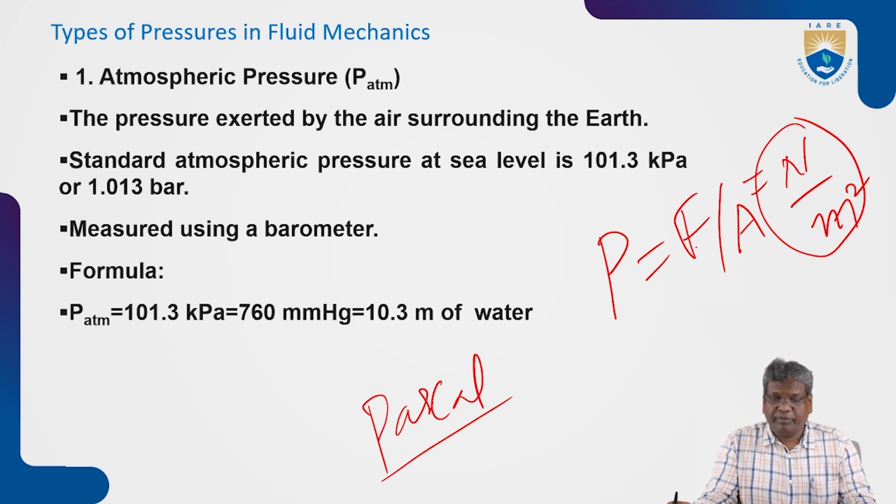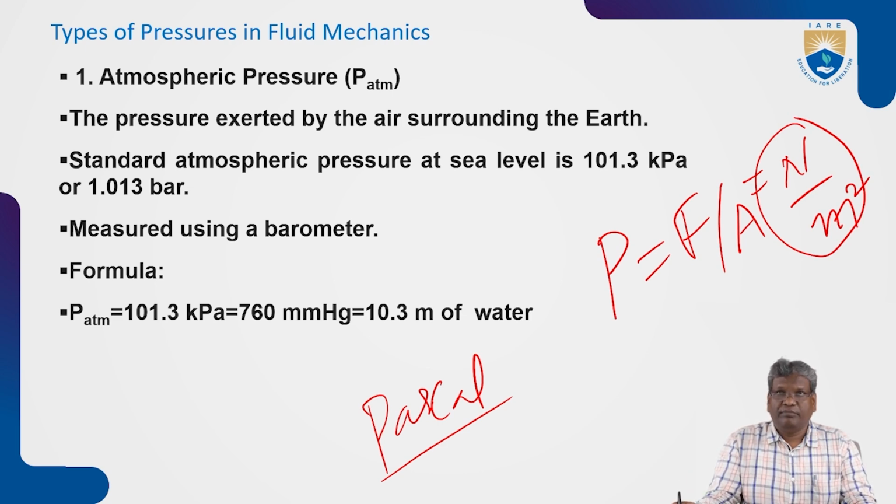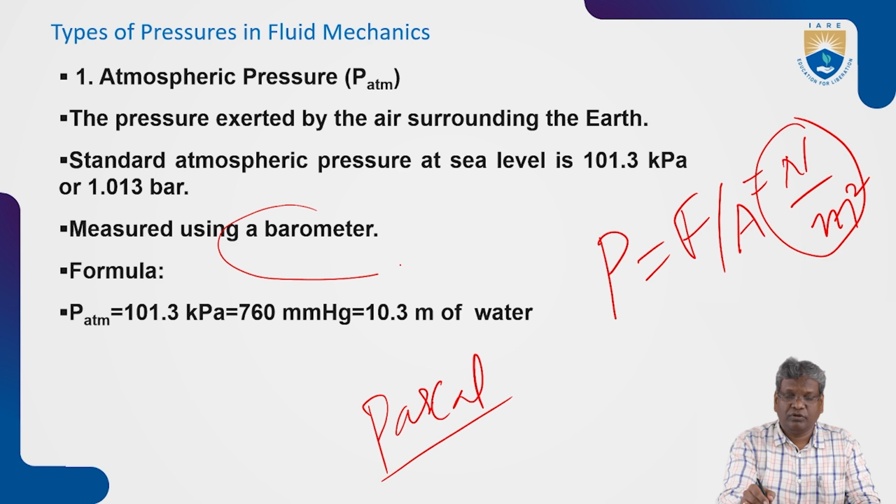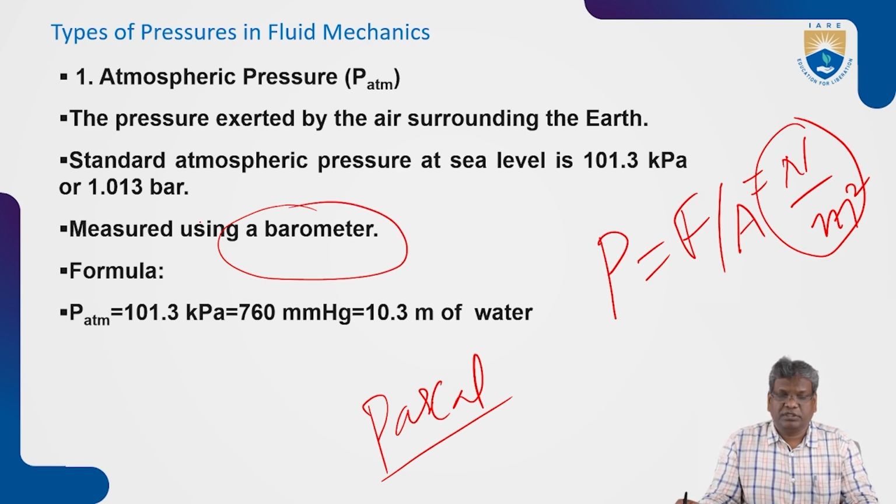So what are the different types of pressures? How can you measure the pressures? The first one is atmospheric pressure. Since from the school days we know pressure is force by area, but atmospheric pressure we have also known. Atmospheric pressure can be measured with the help of a barometer. So what is atmospheric pressure? The pressure exerted by the air surrounding the earth.